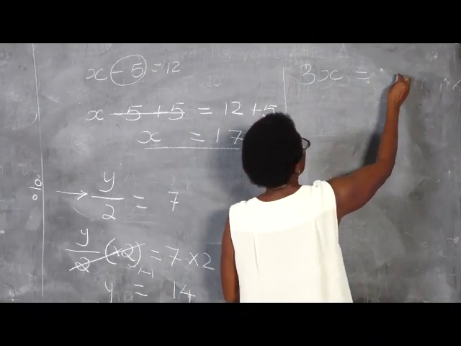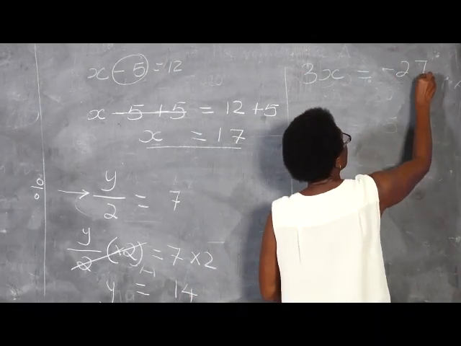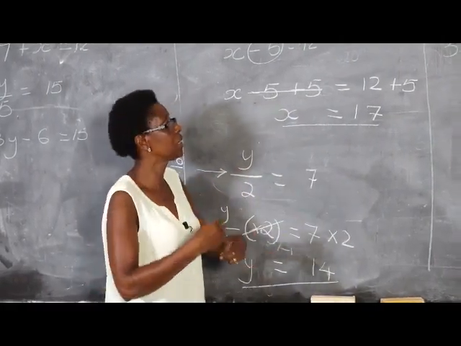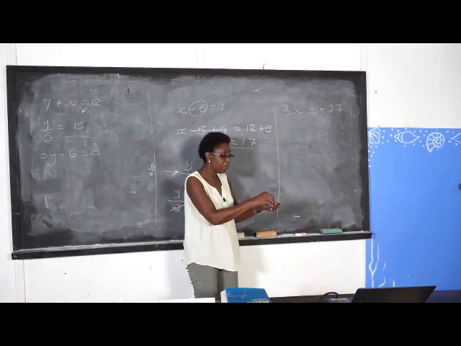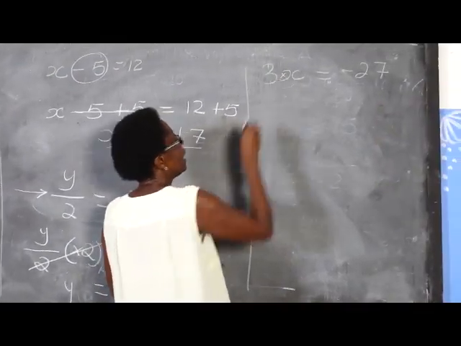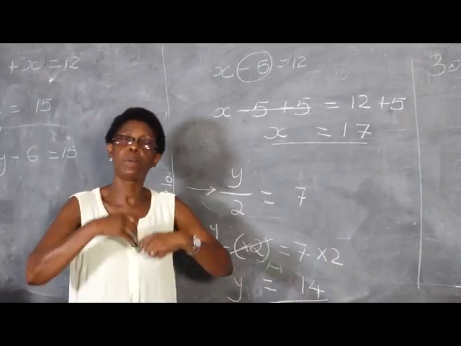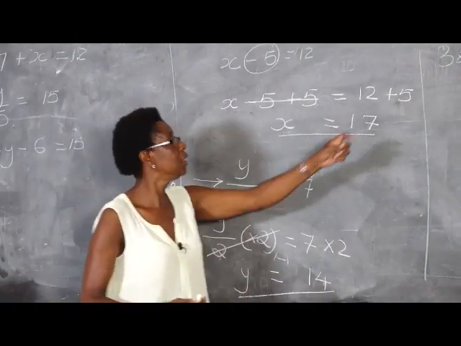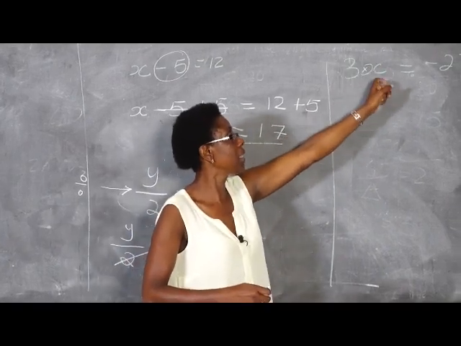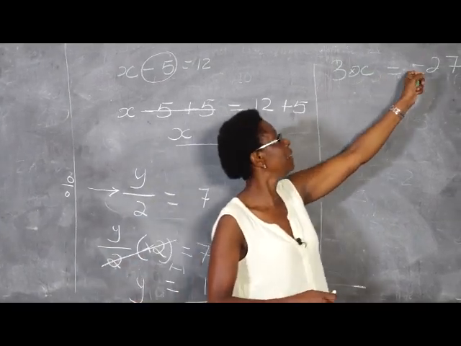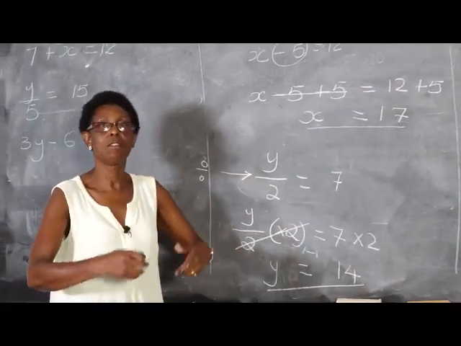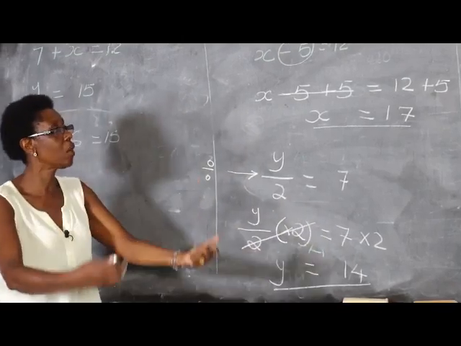3x equals minus 27. So I've put in a negative number because there are able students in here. Okay? Now, remember when you did in S1 and S2, what's in between there, it's the times. In algebra, the multiplication sign is not written. Okay? So 3x would be 3 times x equals minus 27. What is the goal? To have x on its own. x equals a number.